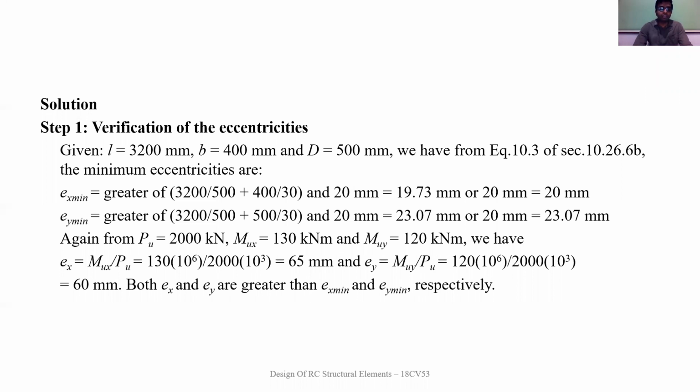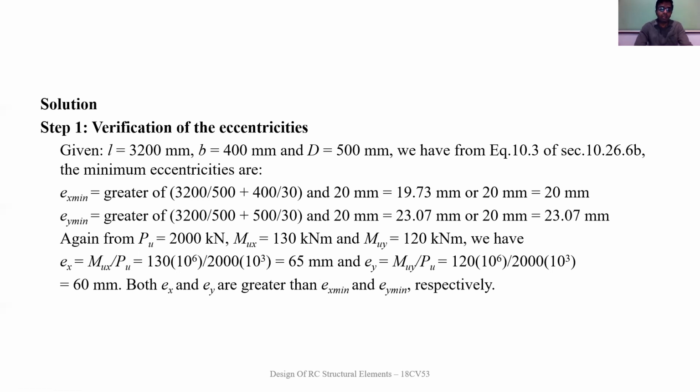In the verification of eccentricity, for the given unsupported length of 3.2 meters, width of 400 mm and depth of 500 mm, the minimum eccentricity is calculated based on the formula given here, that is L effective by 500 plus B by 30, and 20 mm, the greater of these two. In this, we are getting 19.73 or 20, so we are taking the greater of these two, that is 20 mm. Similarly, for ey, adopting the same formula, we are getting 23.07 or 20 mm. Hence, it is taken as 23.07.